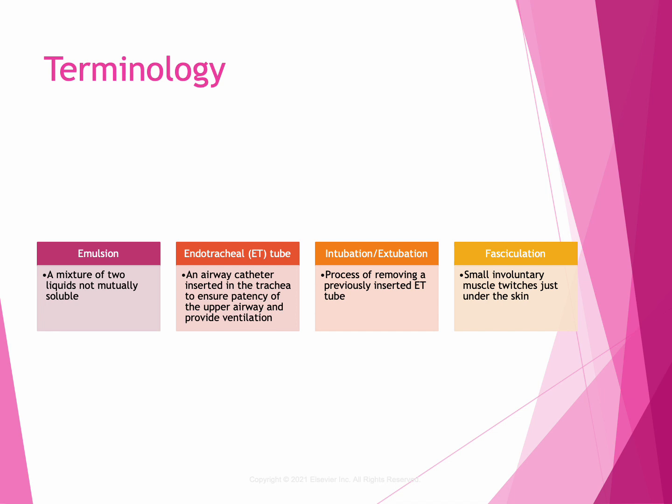The endotracheal tube, or ET tube, is a tube that's inserted into the patient's trachea or windpipe during induction, and this is going to allow us to provide ventilation for the patient. Remember, under general anesthesia, the patient's muscles are paralyzed and the patient doesn't have the ability to breathe on their own. So the ET tube is going to allow us to do that for them.